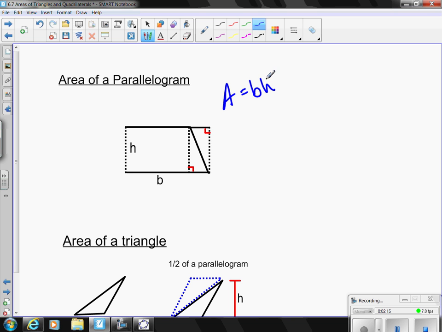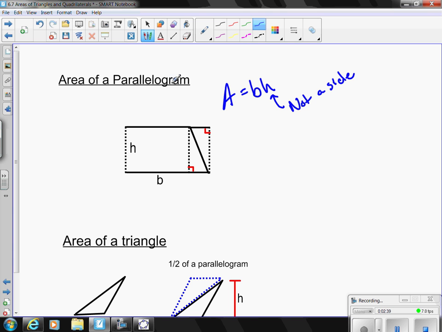So remember, the height's measured at a right angle. Length times width doesn't really work, well, width as in this width, but you're not taking that side length. Okay? H is not always a side. Okay, it could be a side if your parallelogram's a rectangle.